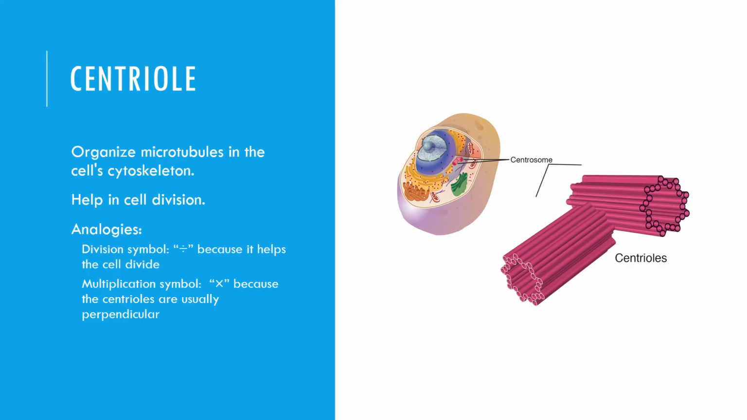Next on our list is the centriole, and the centriole has a distinctive shape, as you can see in the image on the right. The centriole is going to be very important in cell division. It helps to arrange portions of the cell's cytoskeleton. When we think of analogies for the centriole, we can think of two. We can either use a division symbol, and that is because the centriole helps the cell to divide, or we can use a multiplication symbol, and that is because centrioles are usually found perpendicular to each other.